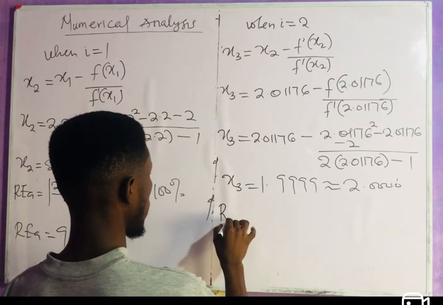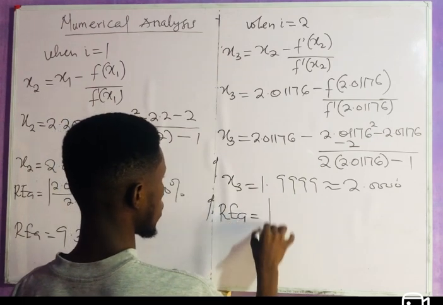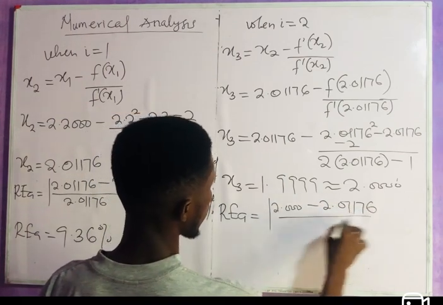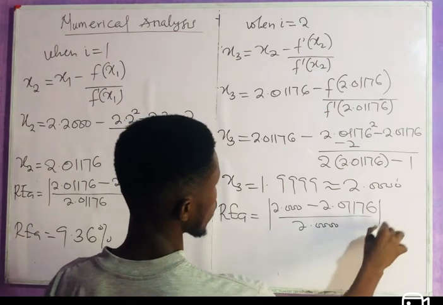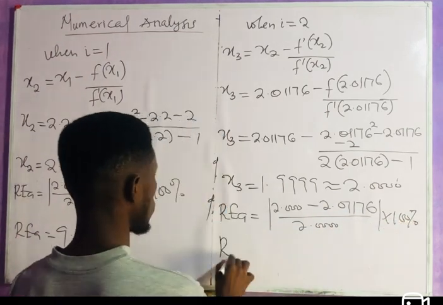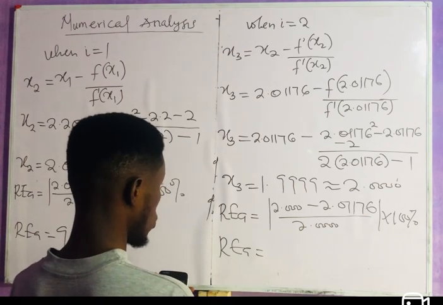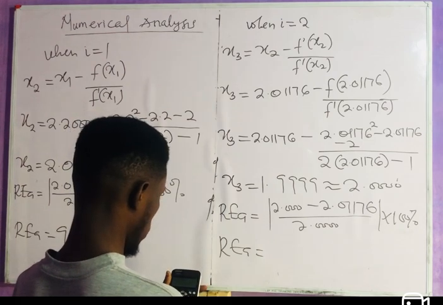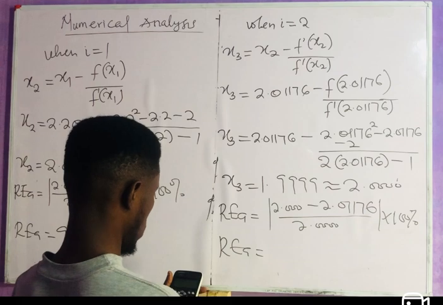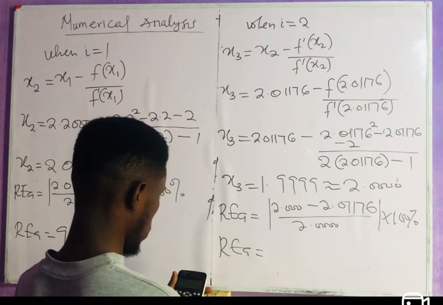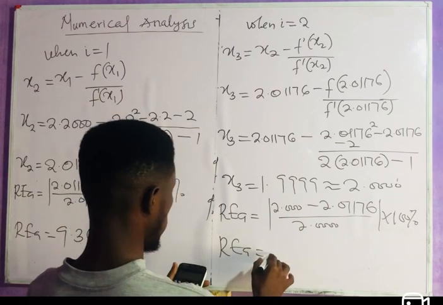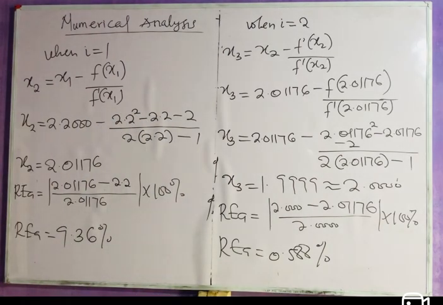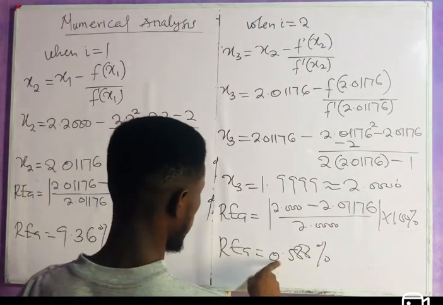So we have our relative approximate error to be 2.000 minus 2.01176 all divided by 2.00 times 100, and this will give you 0.88%. Now still you are not having 0 here, so you need to continue.